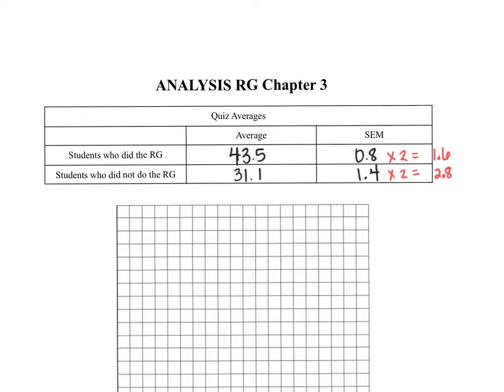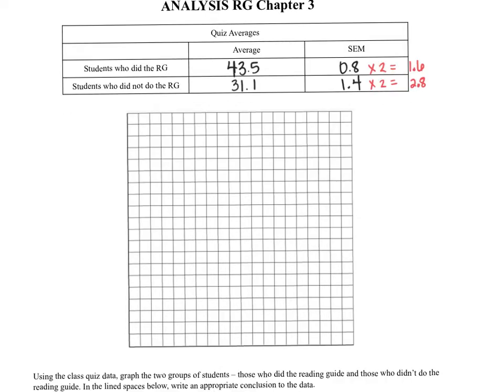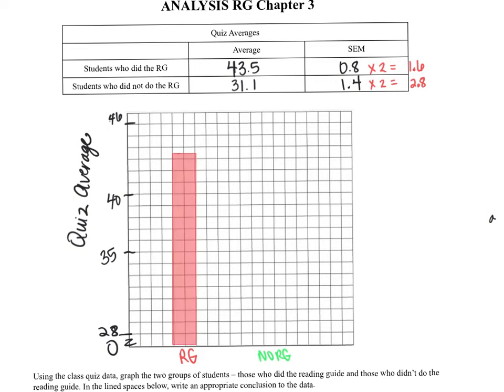Now let's set up our graph. The two sets of data that we are comparing are the students who did the reading guide and the students who didn't do the reading guide. My y-axis is going to be the quiz average. Next, I'm going to scale my y-axis. Now I'm going to add bar graphs for the averages of students who did the reading guide and students who did not do the reading guide.